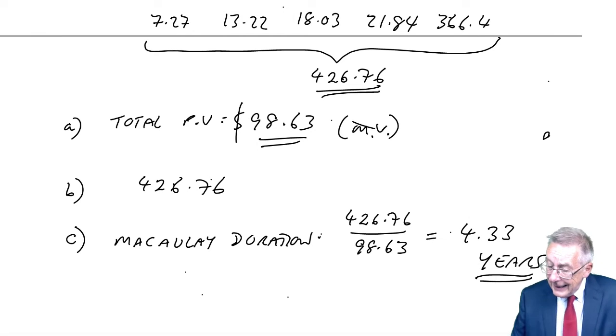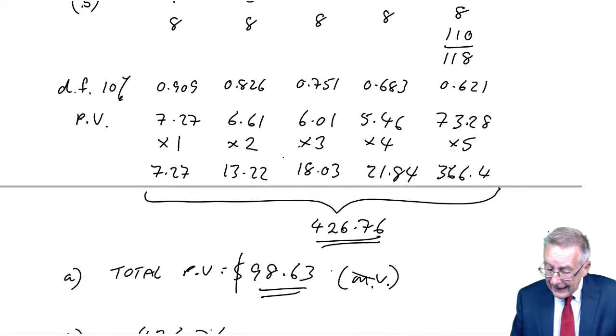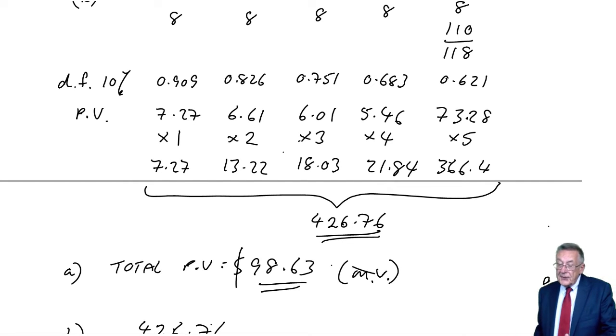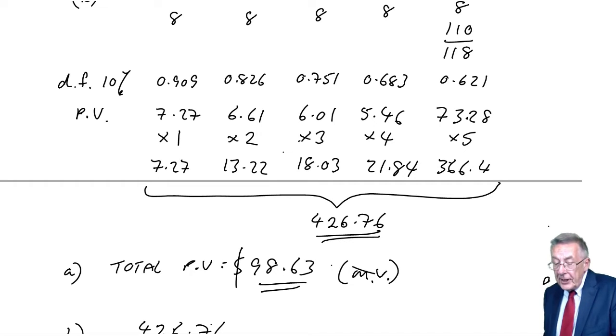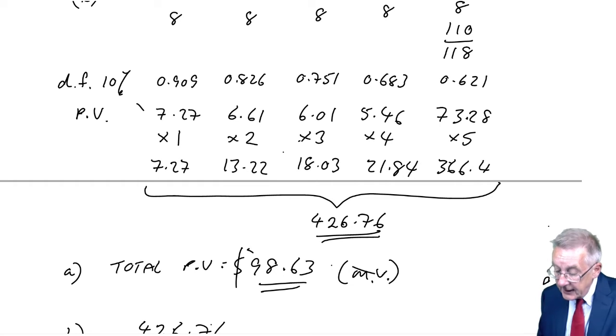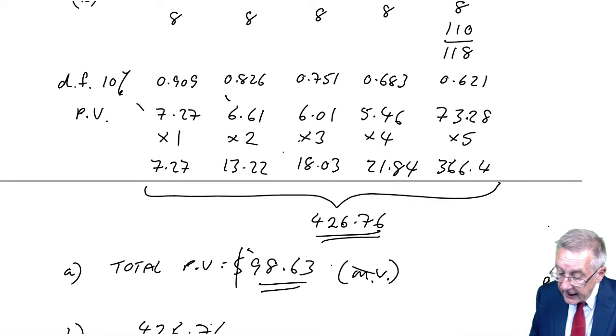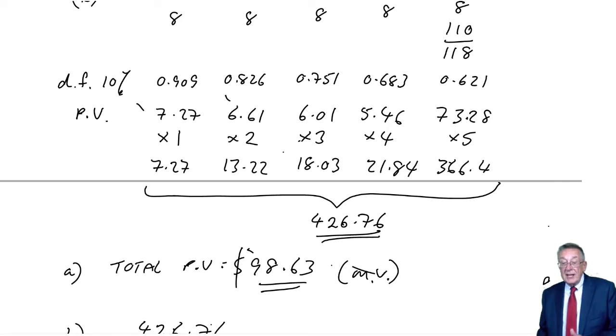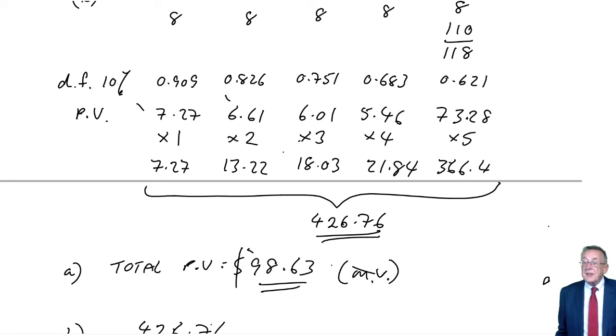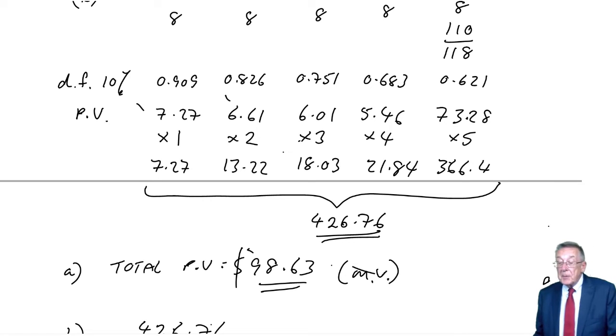You see, the total is 98.63, the present value. The first year is giving us 7 out of 98.63, that proportion. In 2 years, we're getting 6 out of 98.63, that proportion, and so on. And so we've used those proportions, multiplied by each year, to get the average number of years.